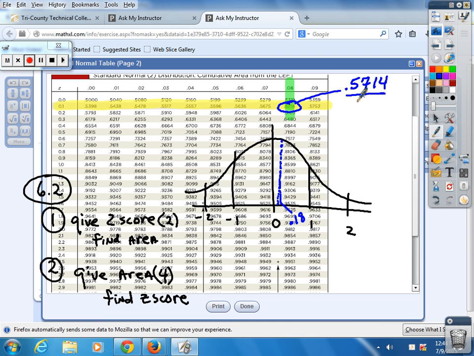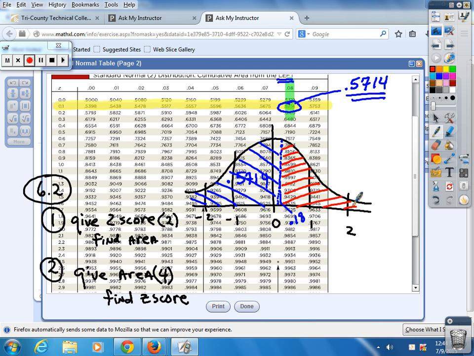Now, what have I told you about the table? It is from the what? Left. So that means that this area right here is what? 0.5714. Now, I don't know what the question's asking for, but I'm going to go ahead and do the right-hand side because people need to know how to do that, because I'm getting questions from online classes.